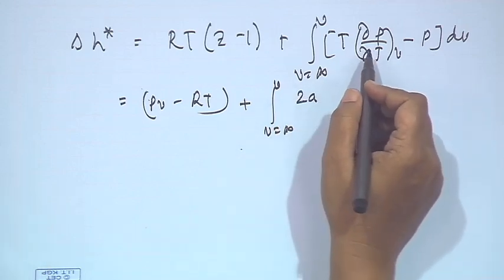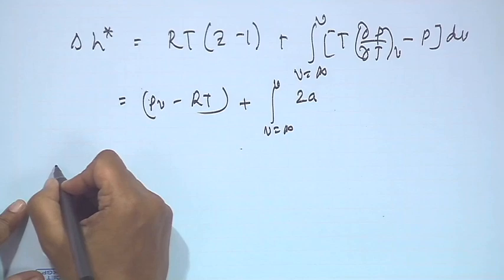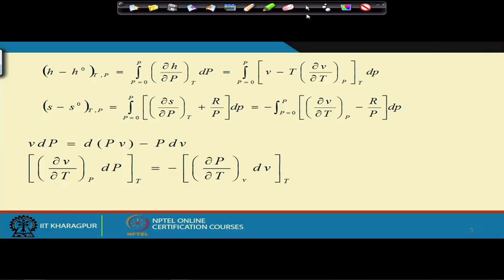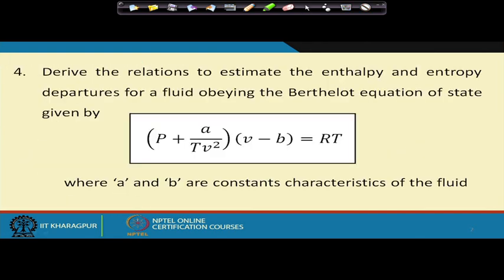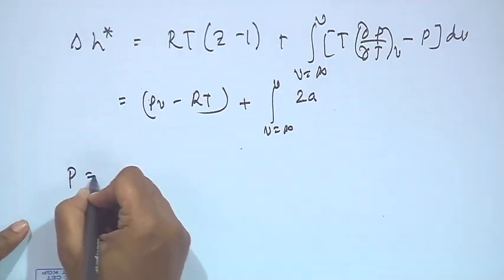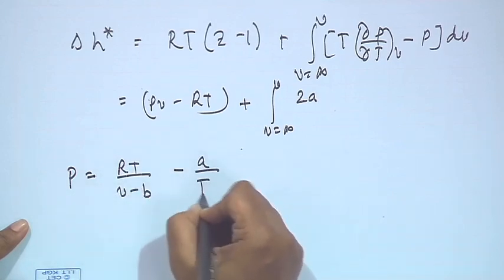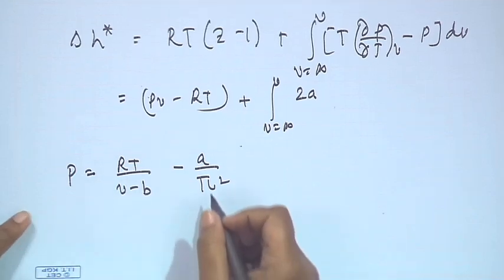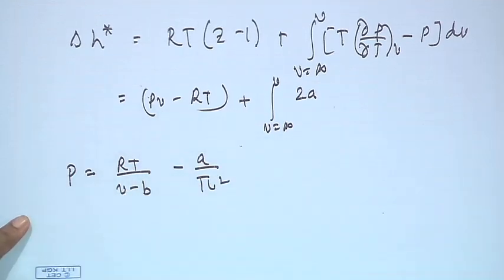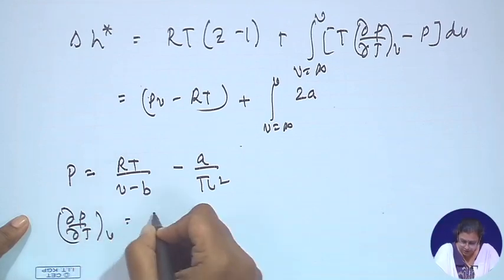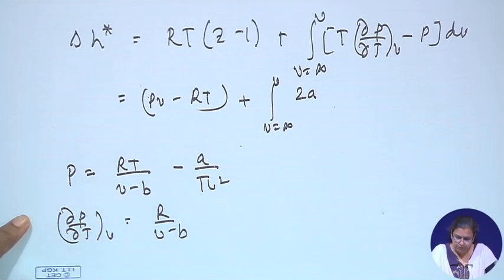If you make the necessary substitutions and write the Berthelot equation, I will just go to the equation once more for you to see it. What does it give you? It gives you P equals RT by V minus B minus A by TV square. From here you can also find del P del T at constant V, which is nothing but R by V minus B.